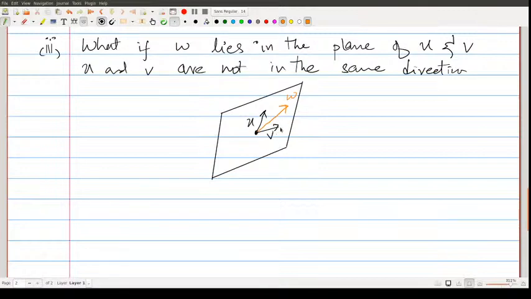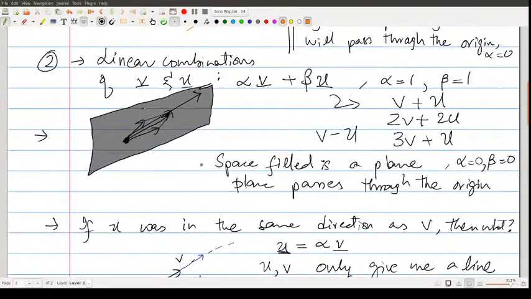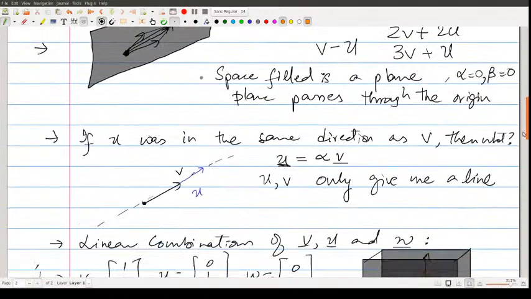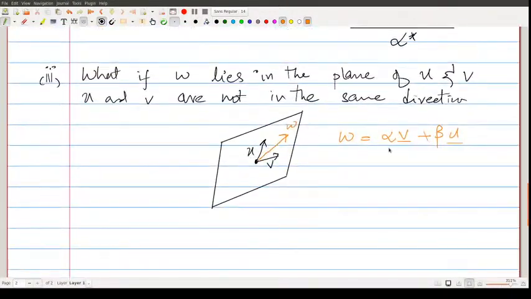You're still stuck, because now W is actually a linear combination of V and U, right? Because any vector in this plane can be found by taking linear combinations of U and V, right? You can combine U and V in any form and get any vector. And so if W lies in this plane, it can be written as alpha V plus beta U.